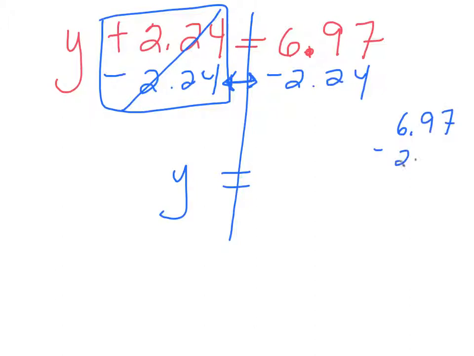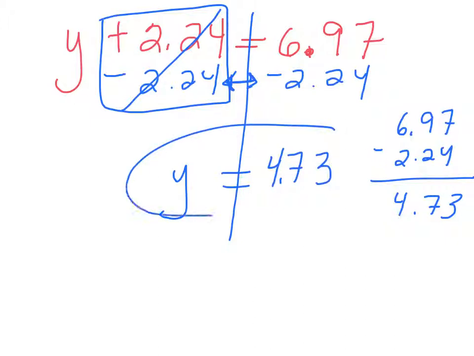So that leaves us with y equals 6.97 minus 2.24. That gives me a 3, that gives me a 7, that gives me a 4. So 4.73. I have that y equals a number. Now let's say that I'm doubting myself. I'm not really sure if that's right.